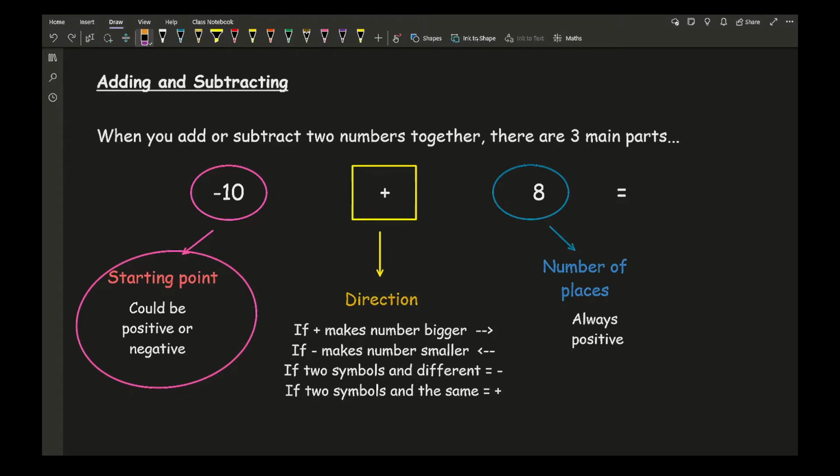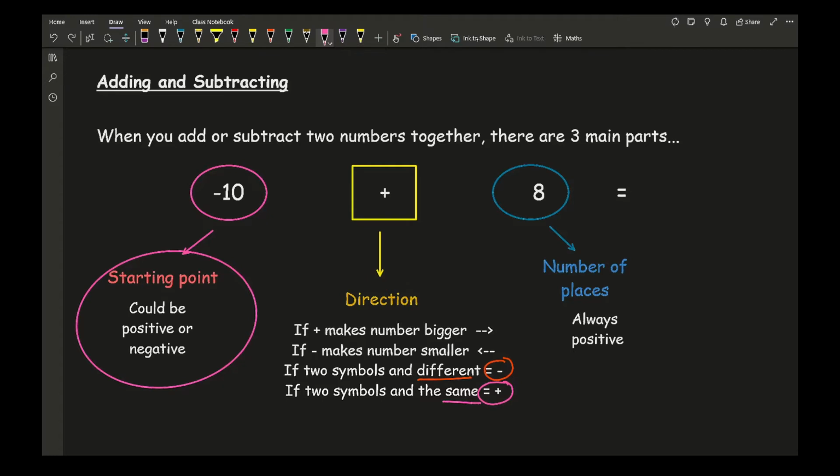Now, if the symbols in the middle are different, then it's going to basically be a negative. If the symbols are the same, then it's going to be a positive. And this is where the little confusion lies. So you're only looking at the symbols in the middle.